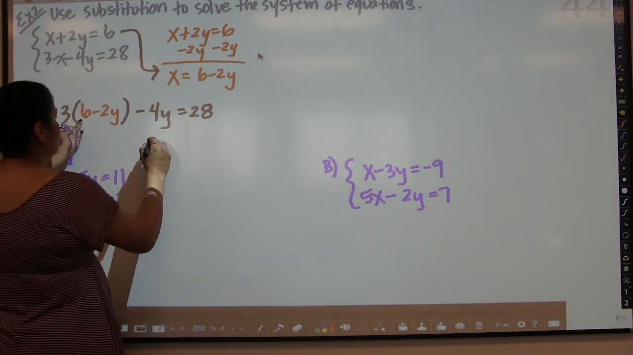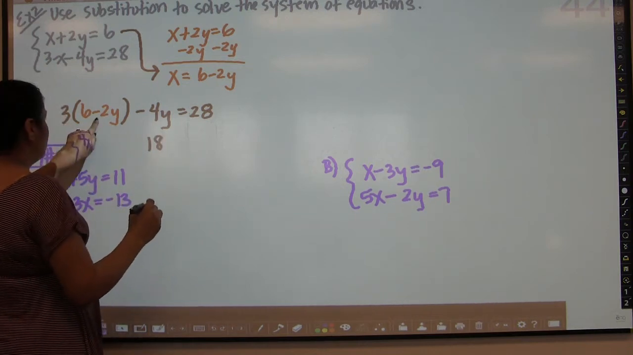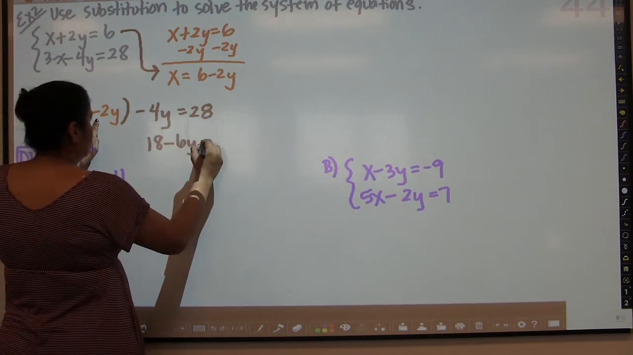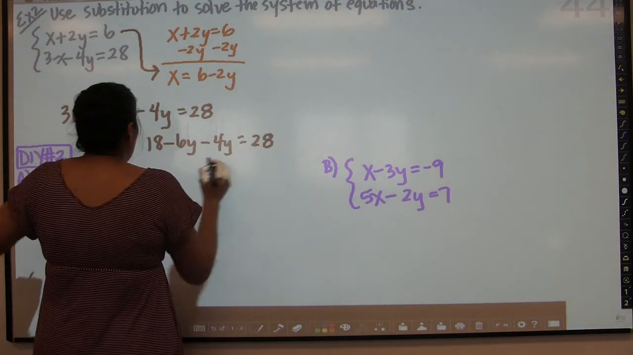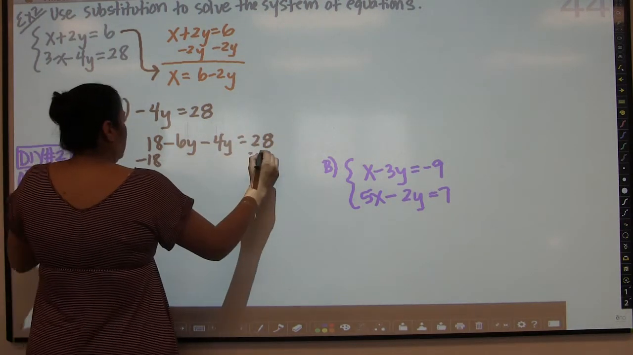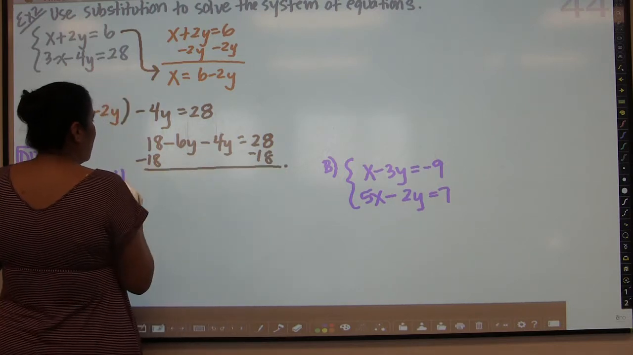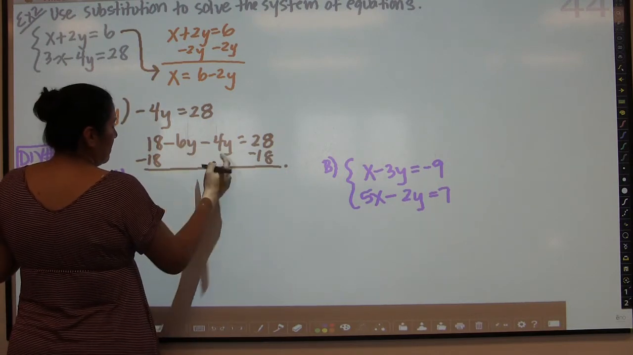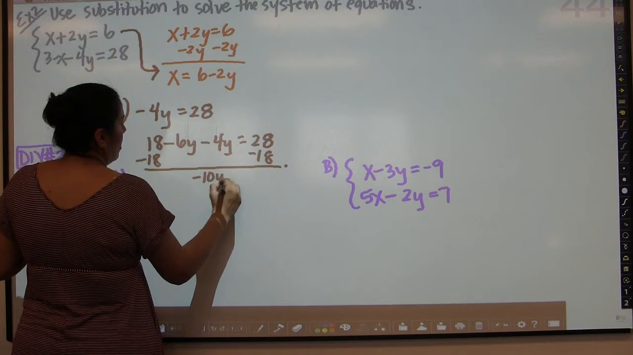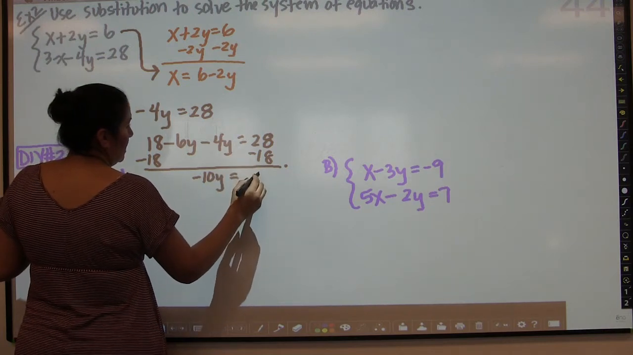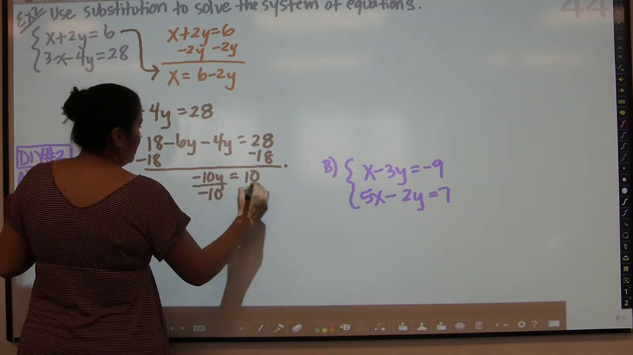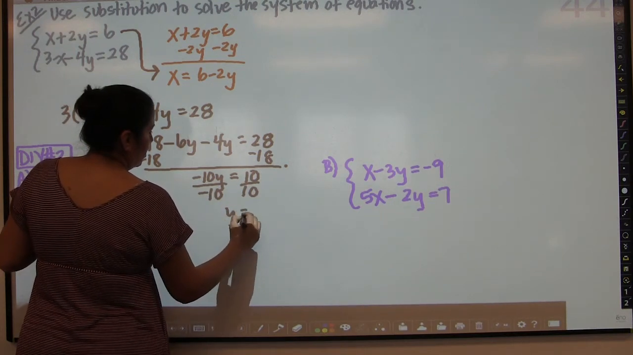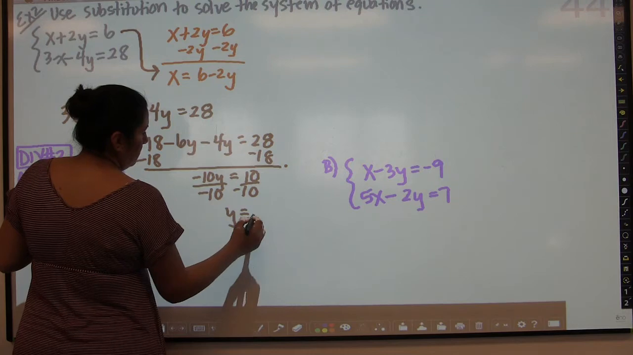So 3 times 6 is 18. 3 times negative 2y is negative 6y. Minus 4y equals 28. Subtract 18 from both sides. Negative 6y minus 4y is negative 10y. 28 minus 18 is 10. When I divide by negative 10, y equals negative 1.